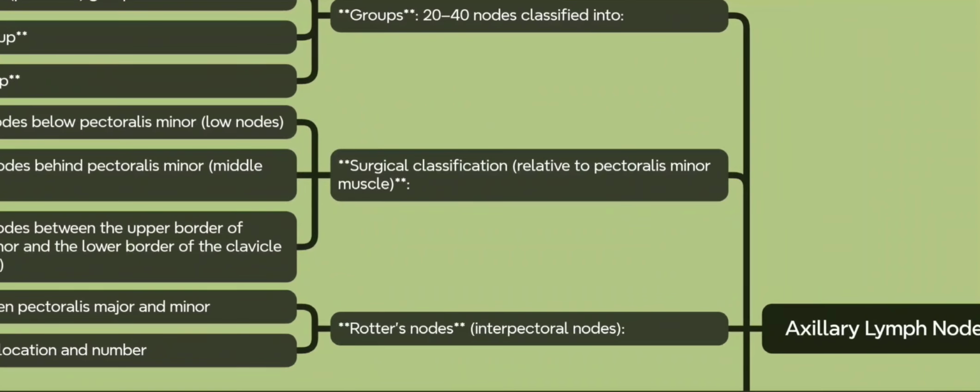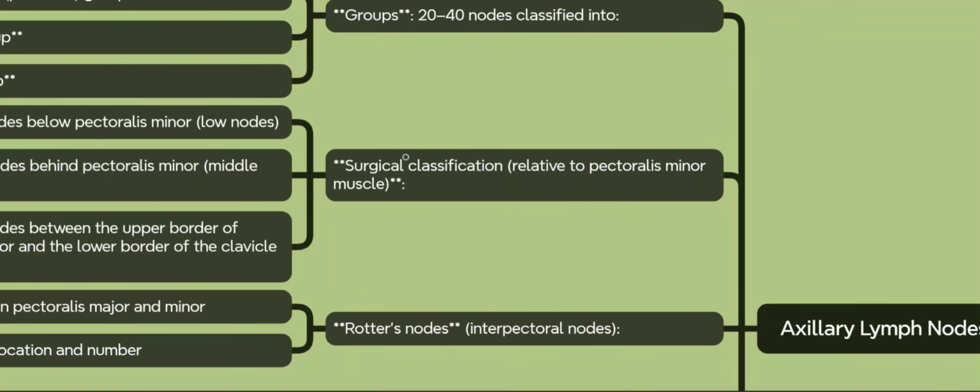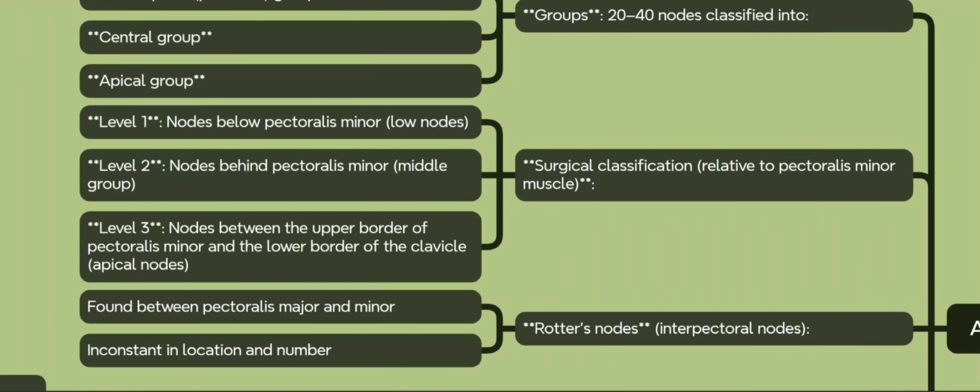What's the surgical classification? The surgical classification is done relative to the pectoralis minor muscle. Pectoralis minor, not major, minor muscle. Level 1, level 2, and level 3. Level 1 is the nodes below the pectoralis minor.